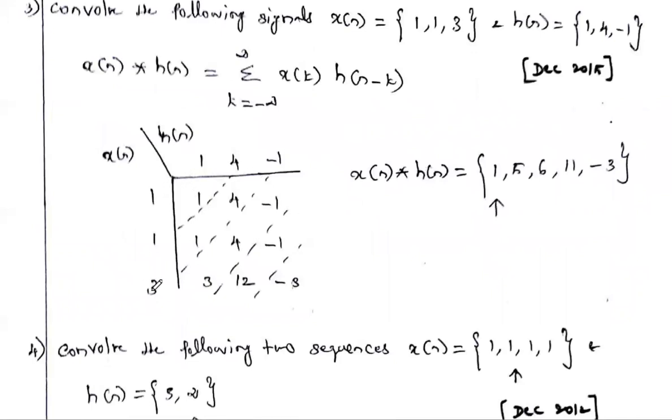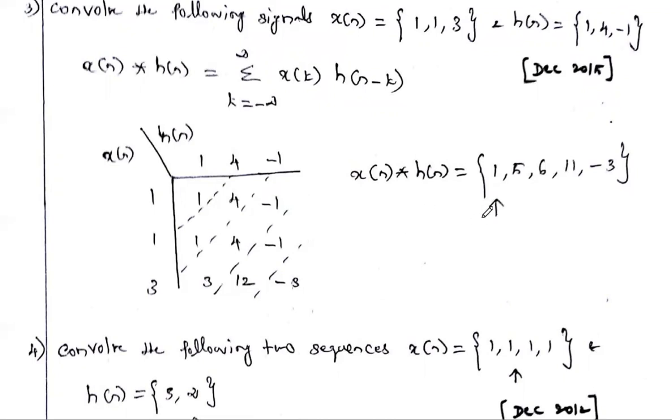You write x of n on one side and h of n on the other side. x of n is 1, 1, 3 and h of n is 1, 4, -1. You multiply element by element and add the values. So we get the answer as 1. In the next, 1 plus 4 is 5. Then in the next, 4 plus 3 minus 1, so 6. In the next, 12 minus 1, so 11. In the last one, -3. Okay, so where do we have to put the arrow?